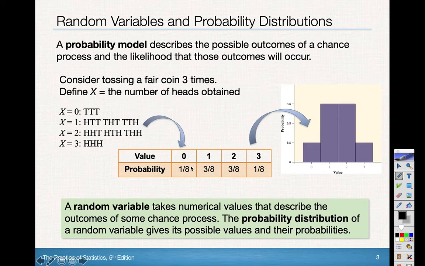The probability distribution of a random variable gives the possible values followed by the probabilities that they take. So all of the possible outcomes and all of the probabilities linked to them. And notice how it's very important that the probabilities still do sum to a total of 1. There can't be missing probability or missing outcomes.